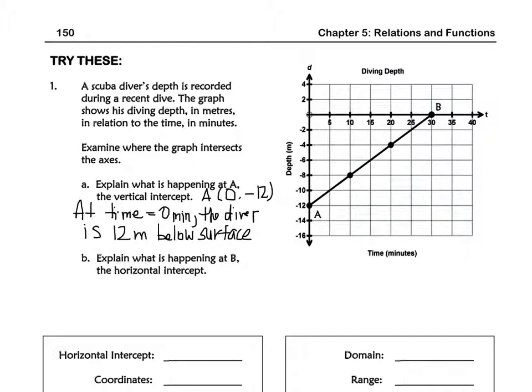And the B intercept, if you look at the coordinates of B, is 30 for the time and 0 for the depth. So that would mean that it took 30 minutes for the diver to reach the surface of the water.